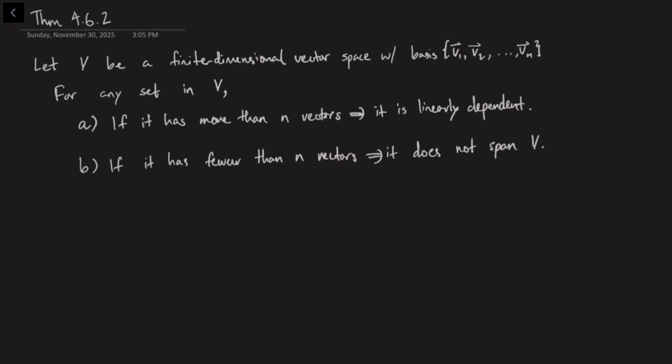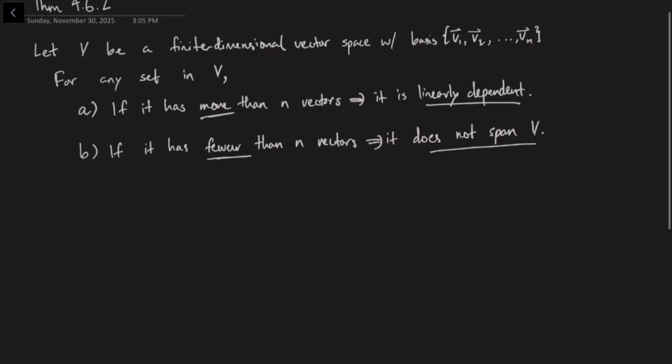The theorem says that if V is a finite dimensional vector space with basis v1, v2 to vn, then for any set A in V: if the set has more than n vectors, then it is linearly dependent. And the second part says that if it has fewer than n vectors, then it does not span V.